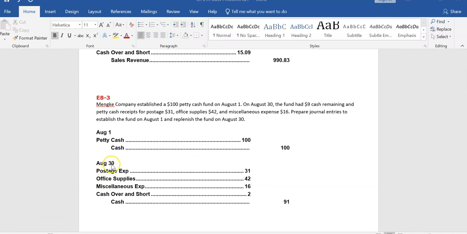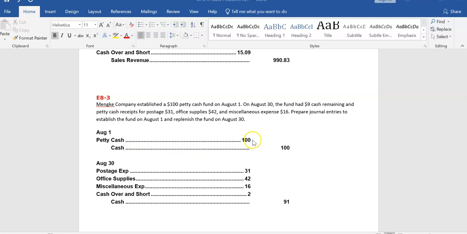Using the same concept dealing with cash overages and shortages, let's look at a petty cash fund scenario where this company established a petty cash fund on the 1st of August. So on the 1st of August, they are taking cash out of the main cash account, essentially taking cash out of the bank and putting it into, for lack of a better vision, a petty cash lockbox. So some type of secure box or pouch that's kept on the premises.